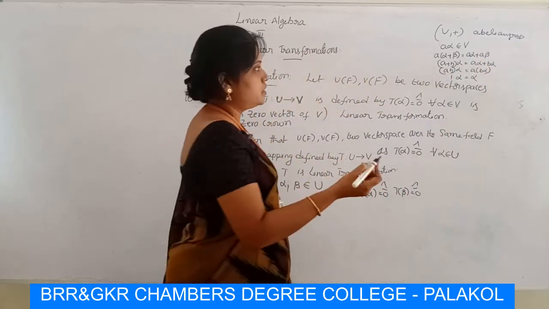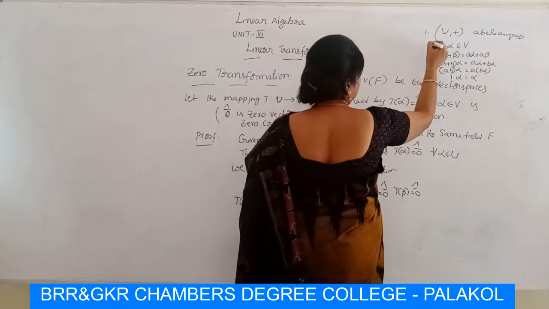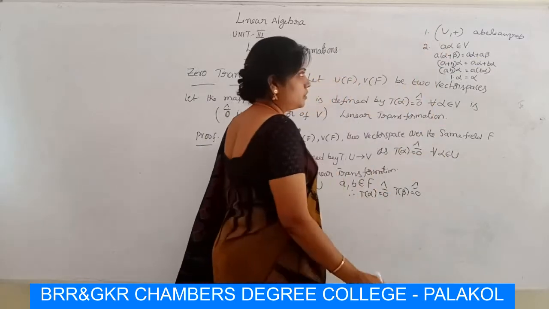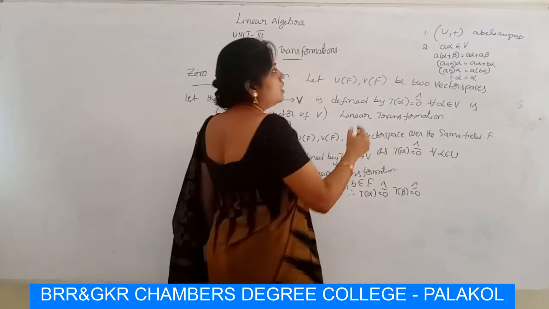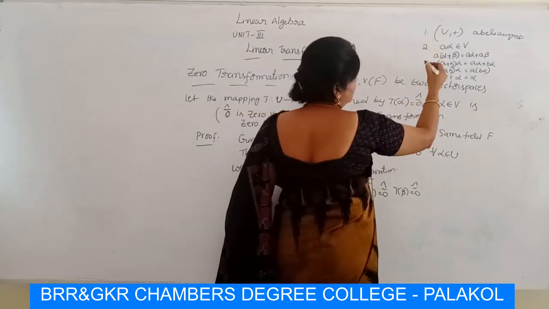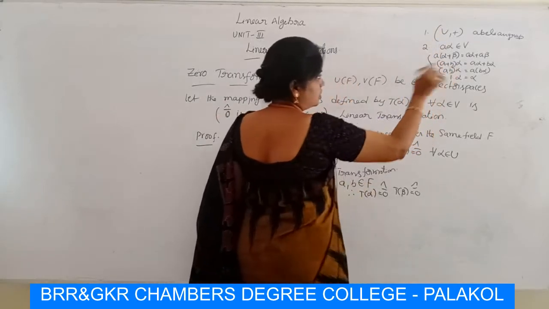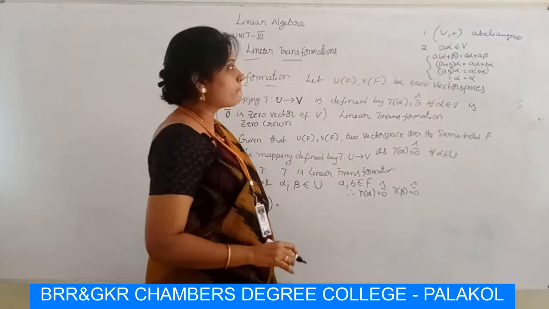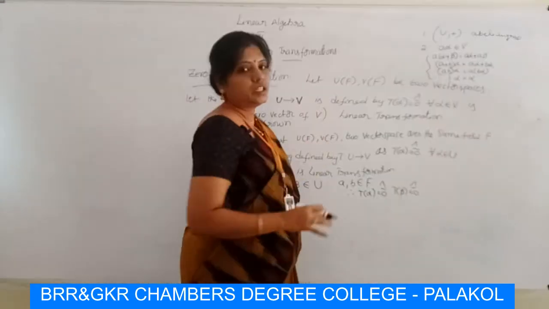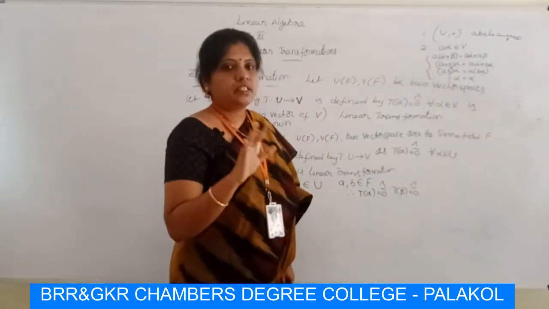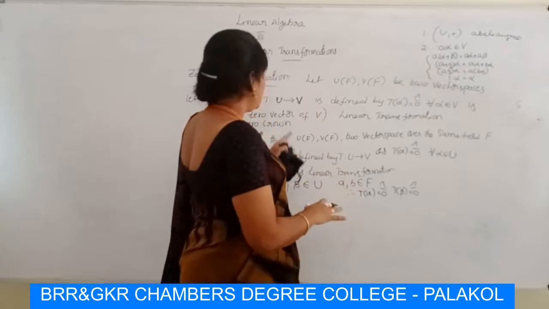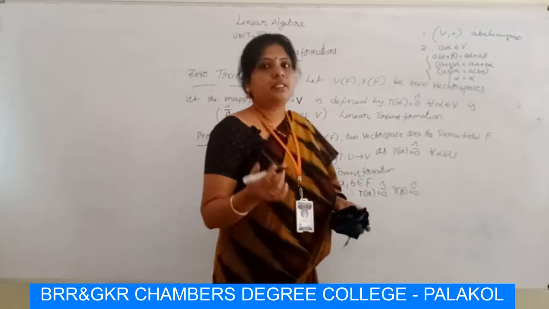First one, V plus is an abelian group, and second one, V is closed with respect to scalar multiplication, and the two compositions satisfy the four postulates. Those are 4. Then V is a vector space. That is the definition of a vector space. Here U and V are also vector spaces.